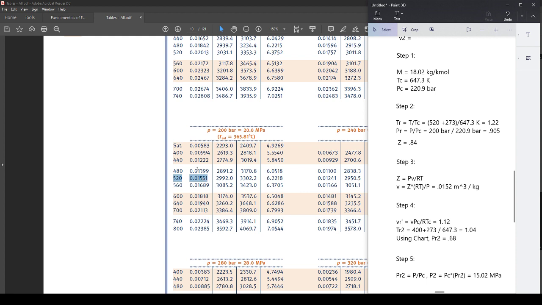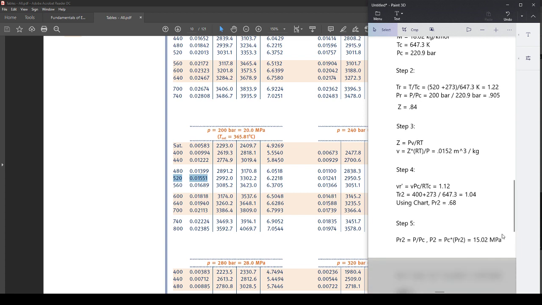Now, obviously, this way was faster, but the reason why you would do the other way is because if there are no tables for, let's say, you get nitrogen as a gas, you will not be able to use any tables because we don't have tables for nitrogen. So you will have to use this way to find those things for nitrogen. But for water, this was just showing you that the comparison is accurate, right? So we have 0.01551, we got 0.0152 as an answer, which is pretty dead on.